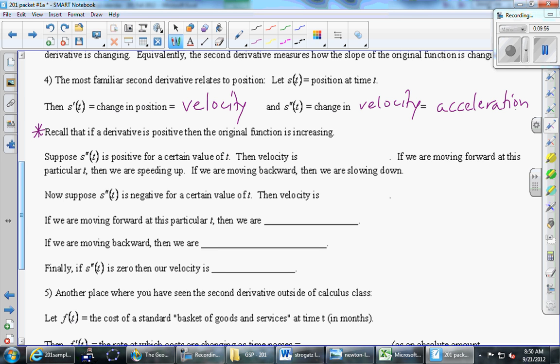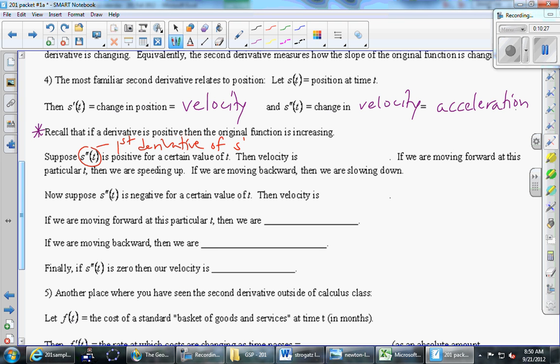S double prime is a first derivative of what function? Yeah, it is velocity. I want to write it is the first derivative of s prime. We buy it? I want to think of s prime as being the starting function. I don't want s to be the starting function. Now I want s prime to be the starting function. And then s double prime is just the derivative of s prime.